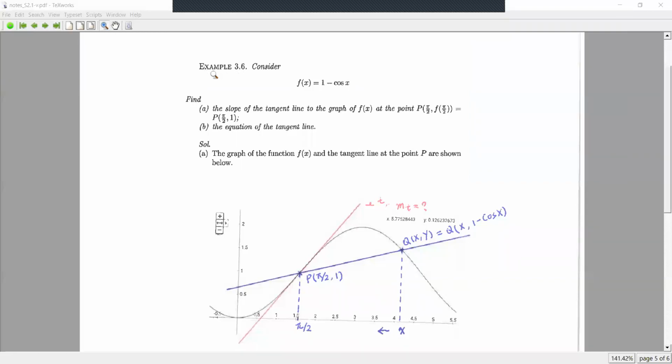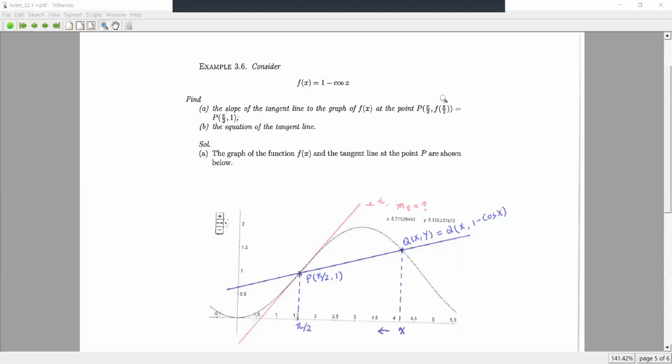Example 2. This example is similar to the last example. Consider this function. The graph of this function is this curve. Now, 2 questions. Question A. Find the slope of the tangent line to the graph of the function at this point, point P. X coordinate is pi over 2. Pi over 2 is about here.